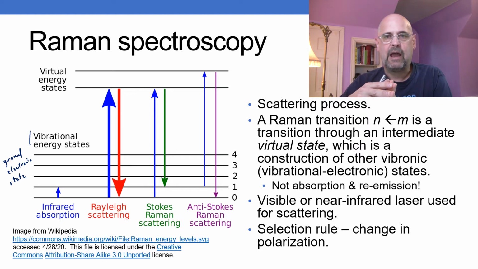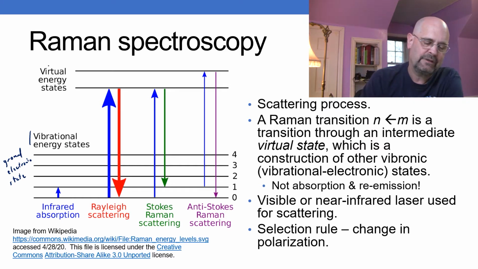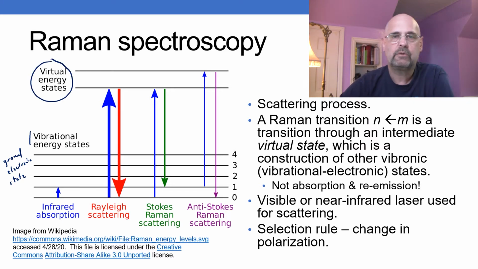So Rayleigh scattering involves very, very few photons, a rare process. What happens is that it's a scattering off of a virtual state. Virtual state meaning it's not a real energy state. It's a combination of other energy states. It's not something where electrons go up to that state and then down again. This is not absorption and re-emission. It's a scattering, and with Rayleigh scattering, the light is scattered at the same frequency.